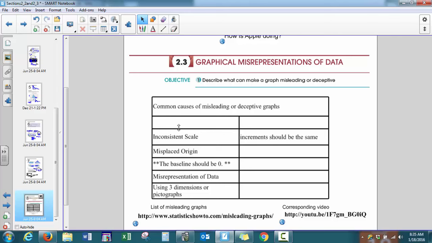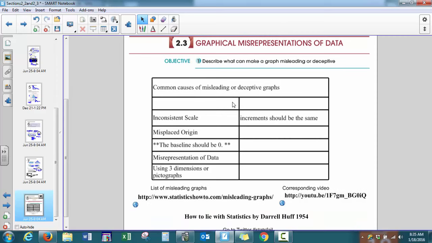graphical misrepresentations of data. So sometimes graphs can be misleading or deceptive based on these different errors that could be done on purpose or not. Inconsistent scale, you're not counting by the same thing. One bar goes from 0 to 3, the next bar goes from 3 to 10. Misplaced origin, this is normally one of the biggest issues. The baseline should be 0.